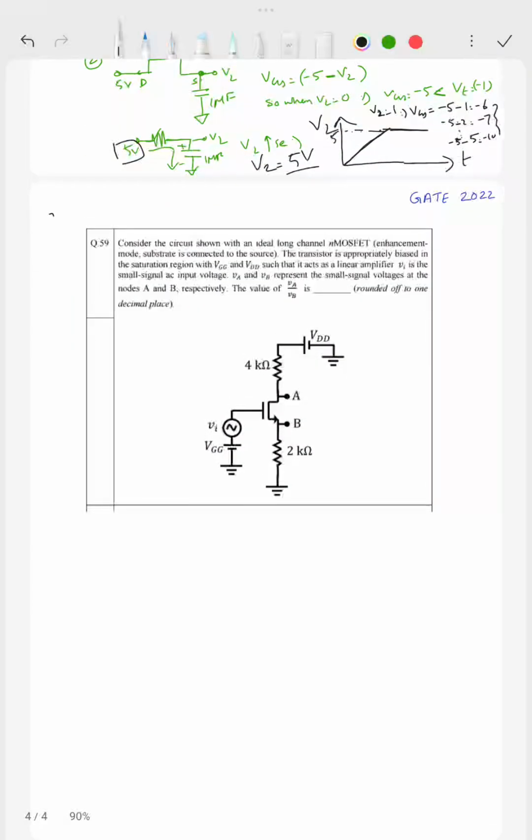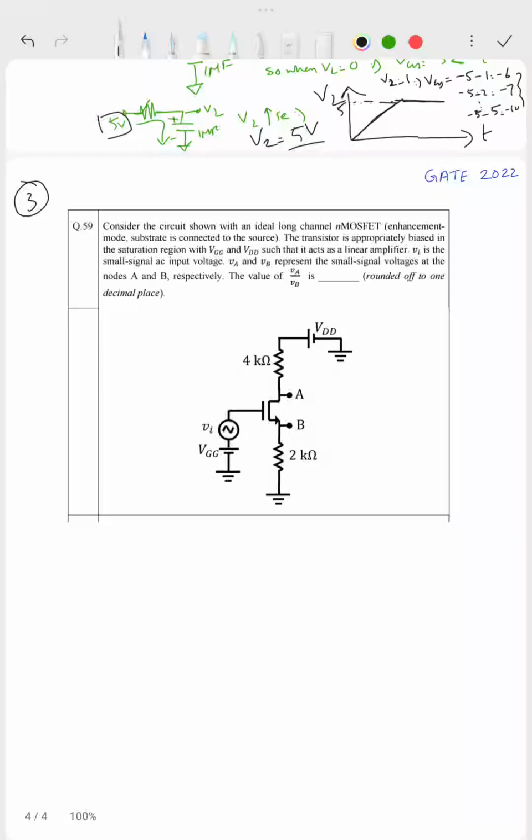Okay, coming to the next question. Consider the circuit shown with an ideal long channel NMOSFET. The transistor is appropriately biased in saturation region with VGG and VDD such that it acts as a linear amplifier. VA is a small signal AC input voltage. VA and VB represent the small signal voltage at the node A and B respectively. The value of VA by VB is... So the question is, this NMOS is biased with VDD and also we have VGG voltage.